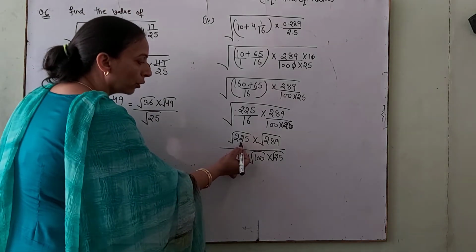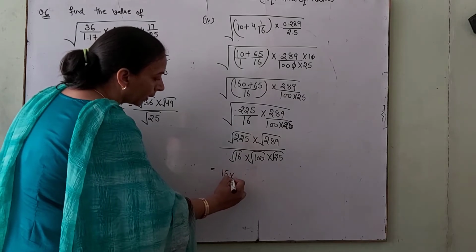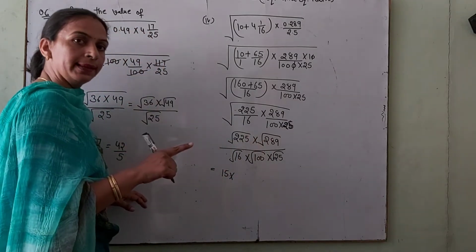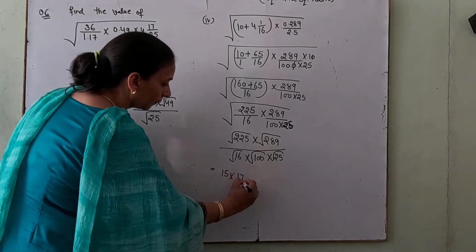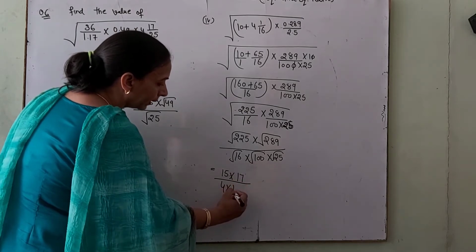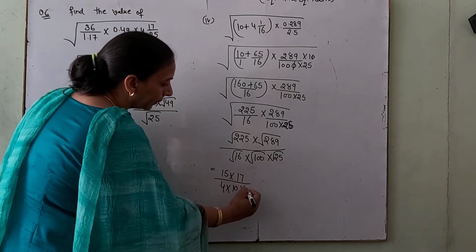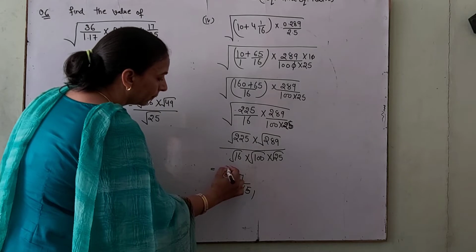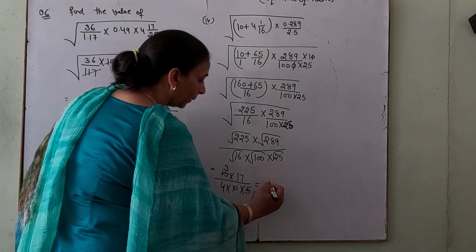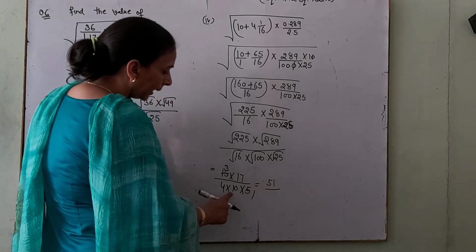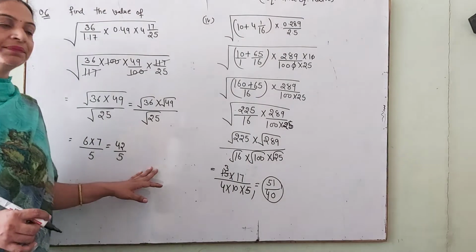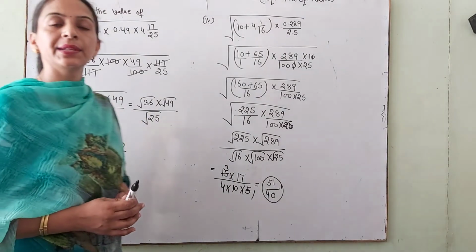Square root of 225 is 15, and square root of 289, 289 is the square of 17, divided by square root of 16, which is 4, and square root of 100 is 10, and square root of 25 is 5. So 15 by 5 is 3, and this equals 17 by 3, and 51 by 10, 4 by 40. That is our answer. Okay, next move to the next question.